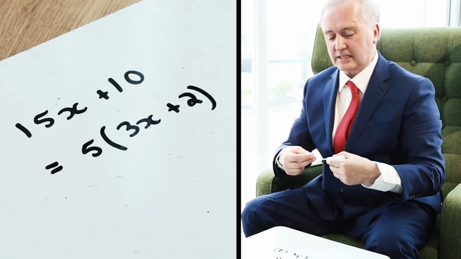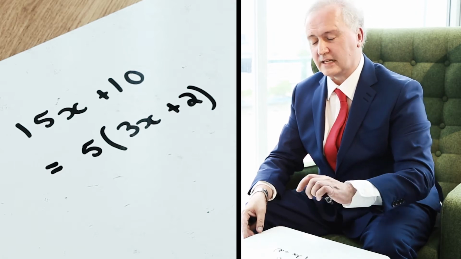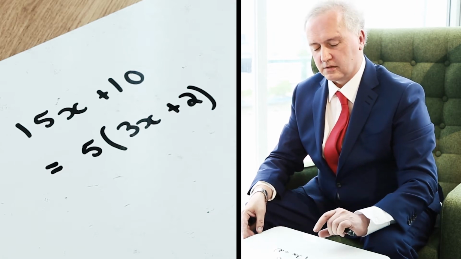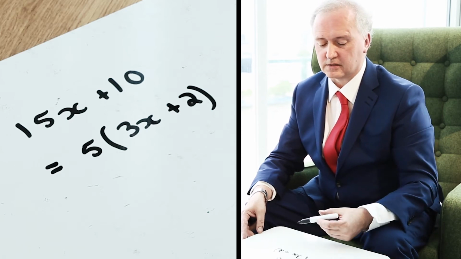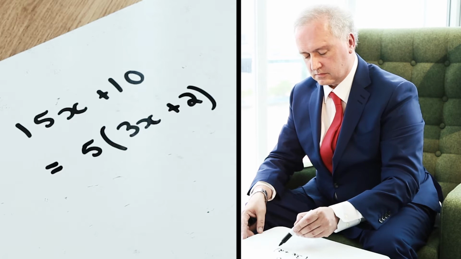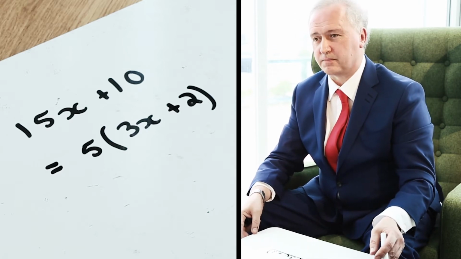So factorisation is a straightforward process if you know exactly what you're doing. What we are doing is taking out a common element, or the biggest number that fits into, in this case, 15x and plus 10. That's all we have to do when we factorise. We're putting brackets back into an expression.